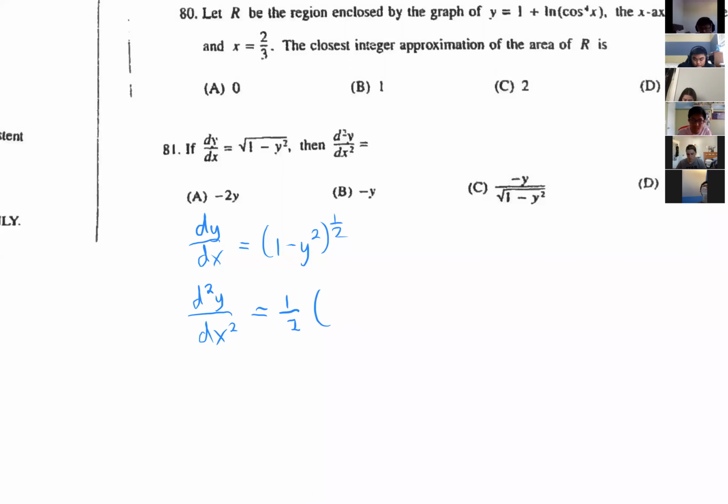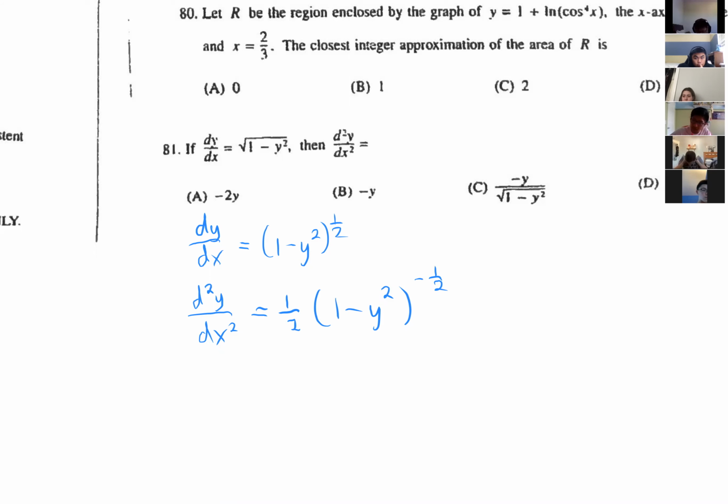Okay, so then I have 1/2 and then (1 minus y squared). When you subtract 1 from the exponent, you get negative 1/2. It looks like the answer choices have a radical. I have to do the chain rule. Brain freeze.